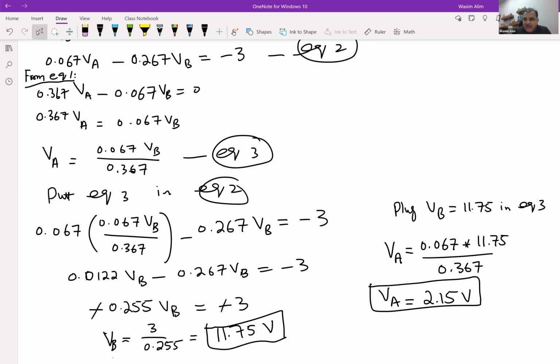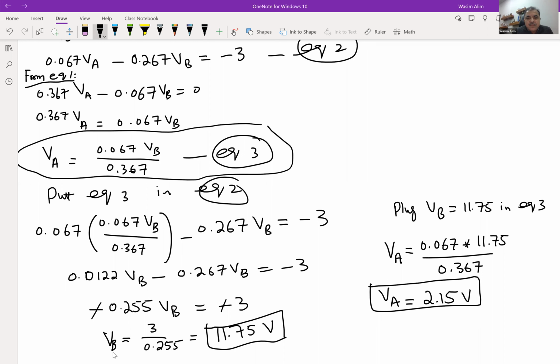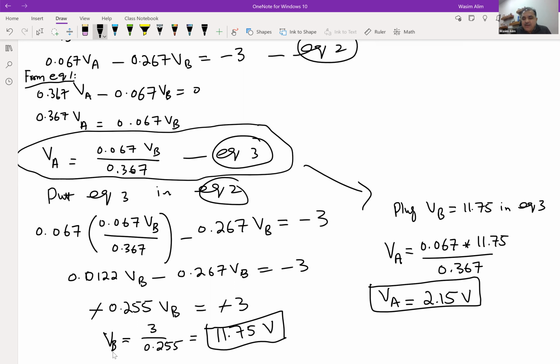Now, once I have v sub b, I already have this equation set up to find me the value of v sub a in terms of v sub b. So now I have v sub b, I plug v sub b into that equation, and that's how I got the second quantity. So that's sort of the process. Simultaneous equations are solved in this way. The other alternative is the matrix solution.